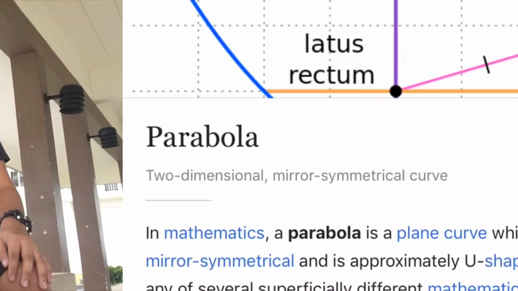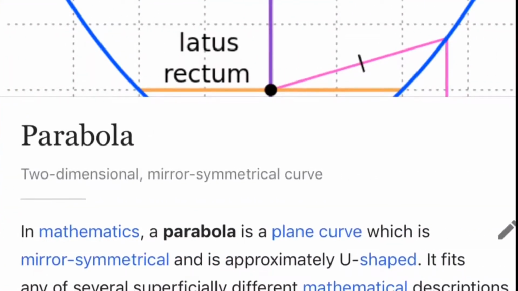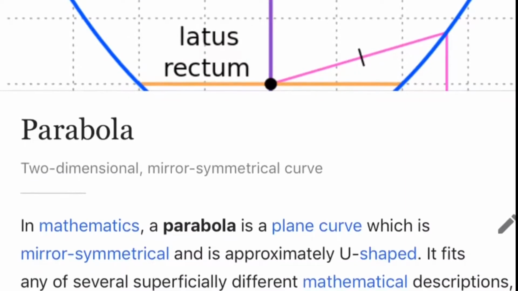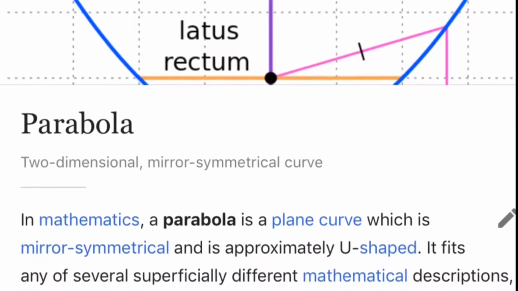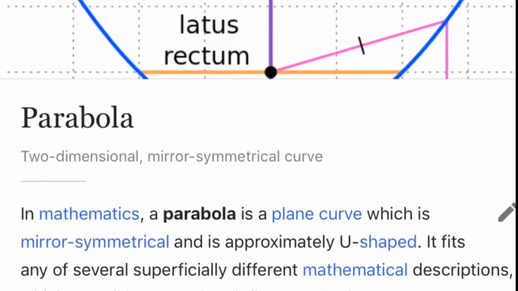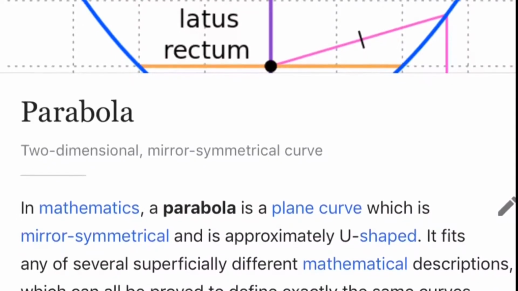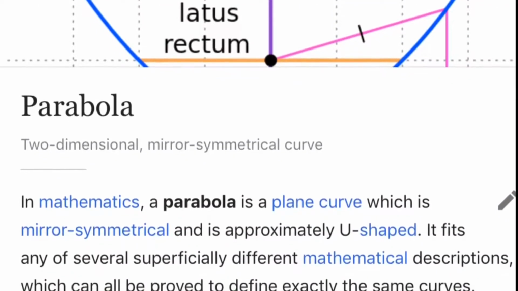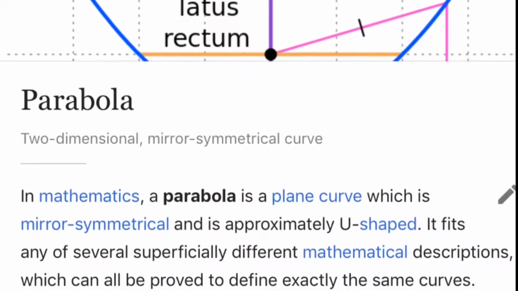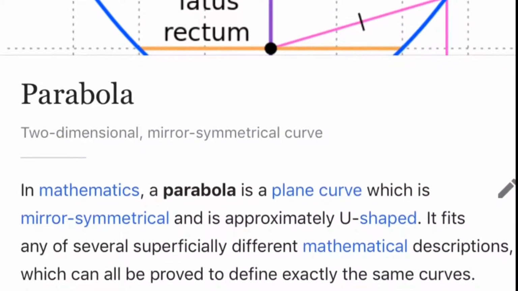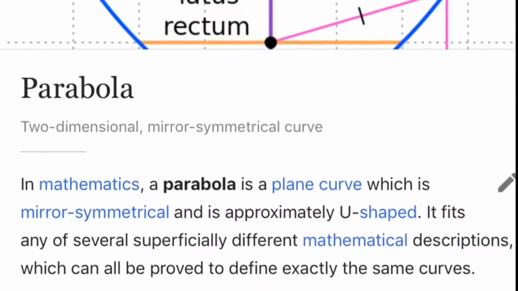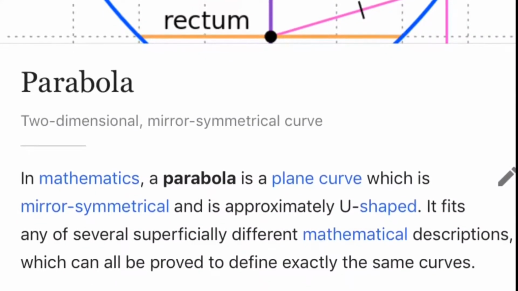Okay then, what is a parabola? In mathematics, a parabola is a plane curve which is mirror symmetrical and is approximately U-shaped. It fits any of several superficially different mathematical descriptions, which can all be proved to define exactly the same curves, which can be open to the left, right, up, and down.